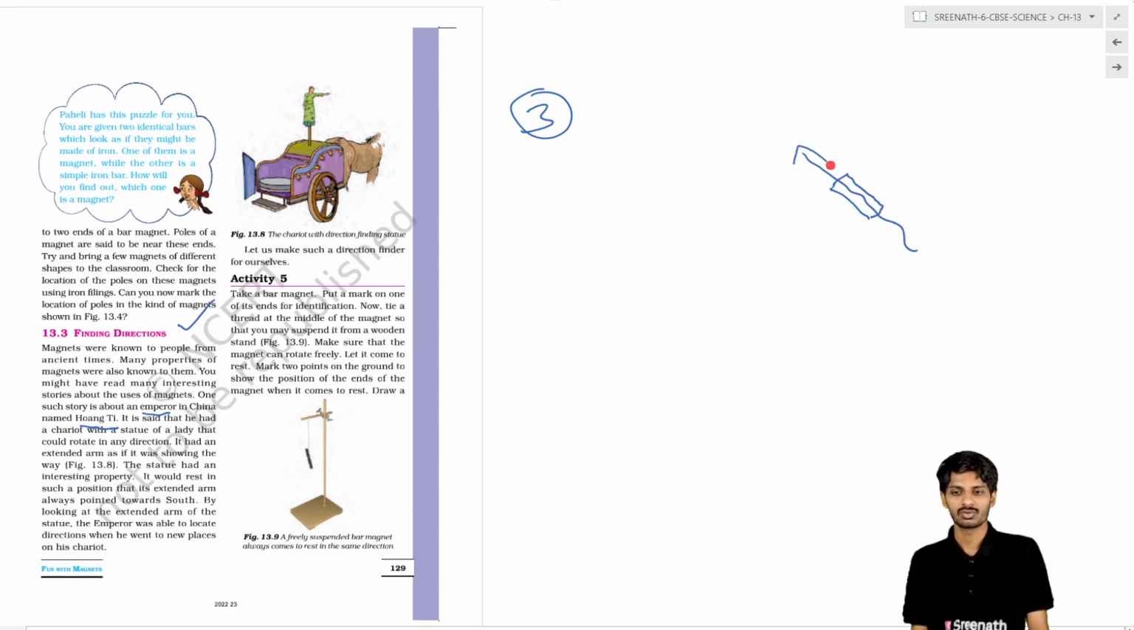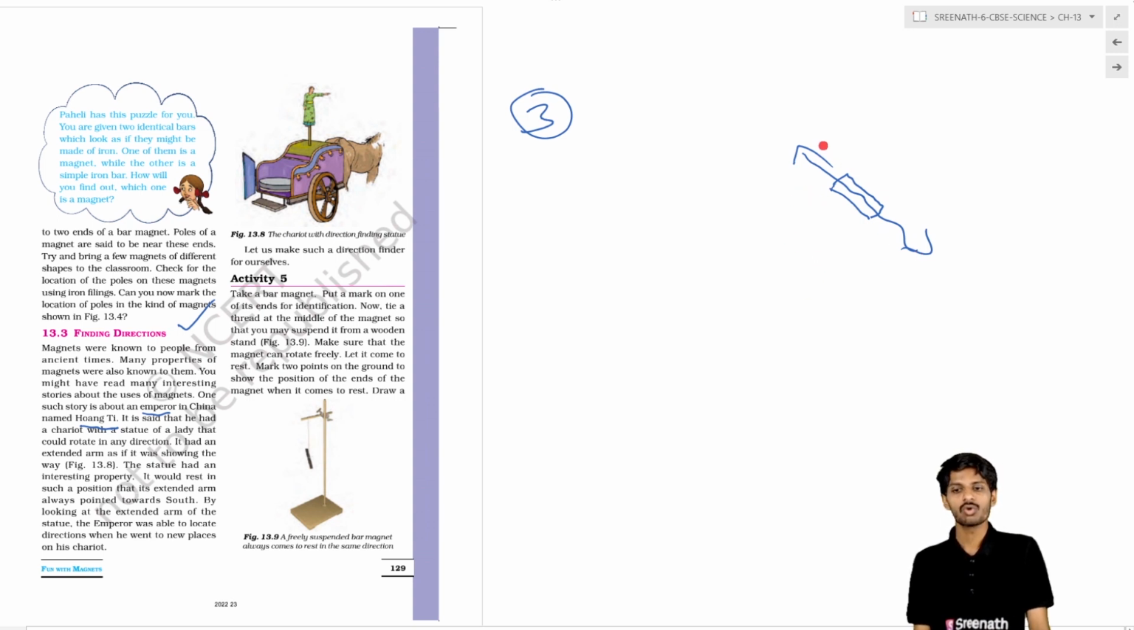Note that direction. This is the magnet, and the direction is along the magnet's length. This is the length of the magnet, L. Suppose there is the magnet, this is the length of the magnet. Along the length of the magnet, take that direction. Note that direction. Okay, now what you have to do?